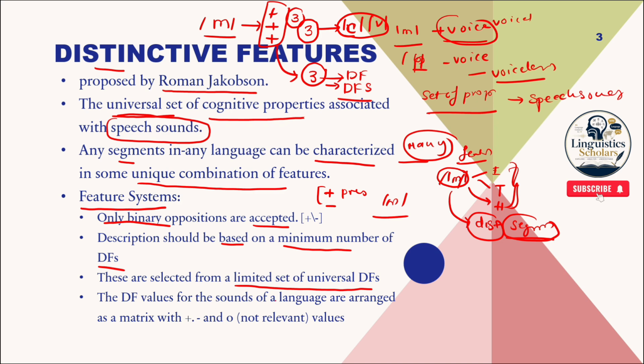The distinctive features for the sounds of a language are arranged as a matrix with plus, minus, and 0, which is for non-relevant values. We basically use either plus or minus. We do not use a 0. Instead, we simply do not write it. So we can only have pluses and minuses to represent the sounds or segments.